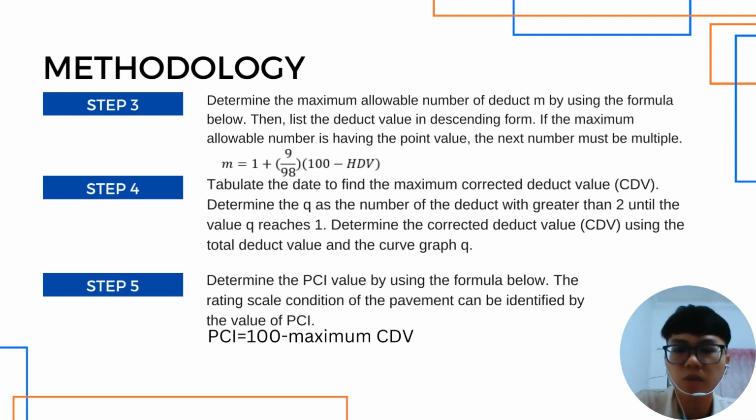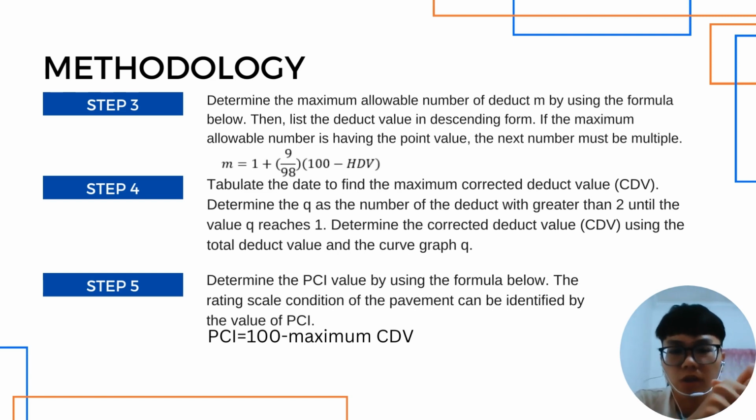And step 3 is to determine the maximum allowable number of deducts, M, by using the formula M equals 1 plus (9/98) multiplied by (100 minus HDV). Then list the deduct values in descending order. If the maximum allowable number has a decimal value, the next number must be multiplied. After getting the data, we tabulate to find the maximum corrected deduct value, which is CDV.